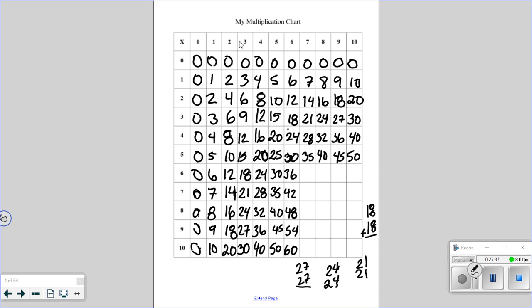Okay. Let's try this one. 7 times 6. Brogan, you want to try it? All right, let's visit 3 times 6. 3 times 6 was 18. So I need 18 doubled. 28. No.